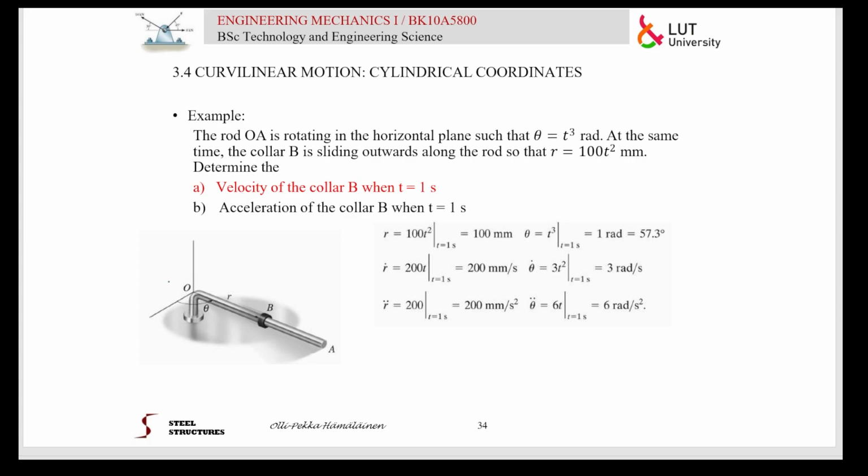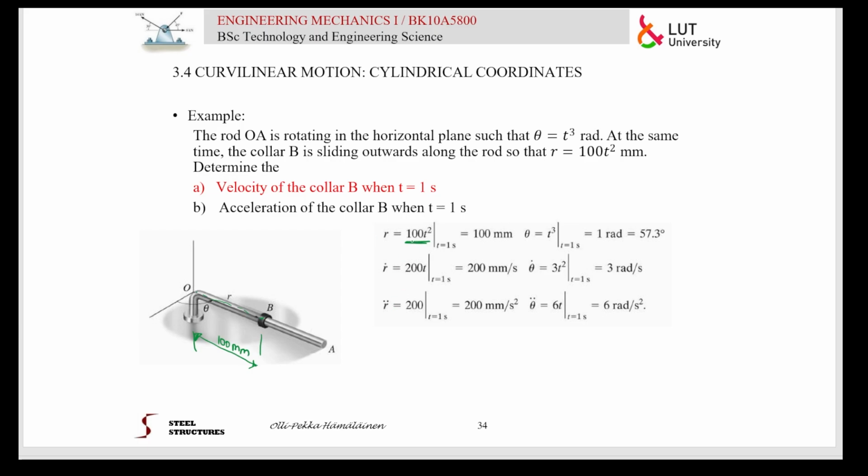What we are given is that the radius, or this distance from O to the collar B, changes at this rate. Meaning that when t equals 0, the collar is going to be at 100 meters from O if I just walk along this axis here. If I walk here, this is going to be at 100 millimeters, sorry.